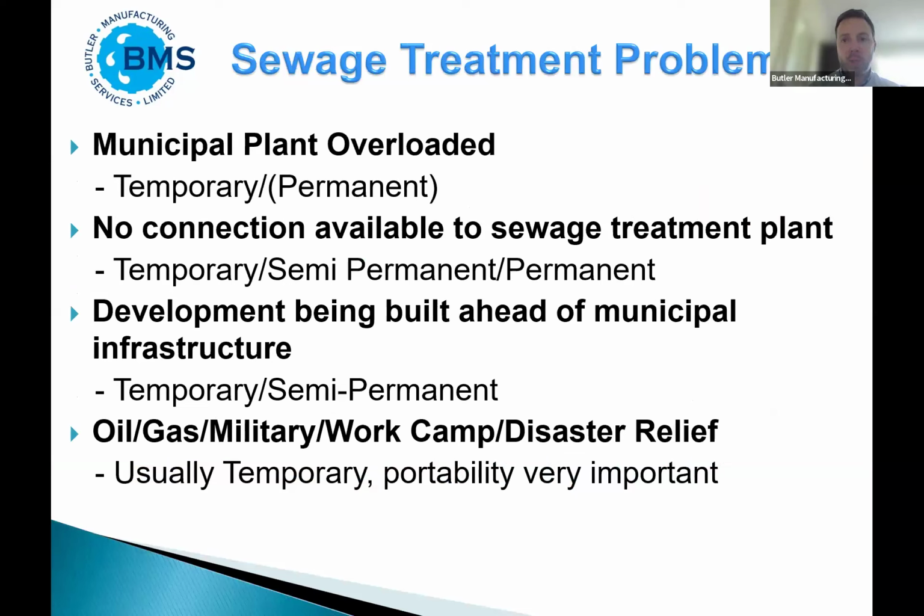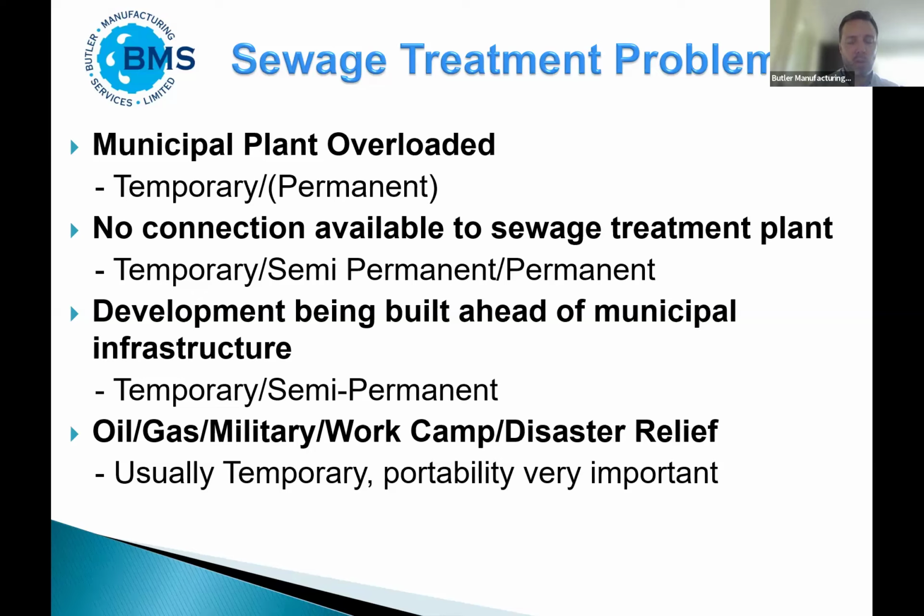So, sewage treatment plant problems in the context of where you might use temporary sewage treatment. Now, there's some overlap in these categories, but it's good to define them in this way. So first of all, the municipal plant is overloaded. And by municipal plant, I mean the one provided by either the water utility or the local authority. So this could be Irish Water, Thames Water in the UK. It could be a local authority in Australia. It could be the Water and Sewerage Authority in the Caribbean. But basically, the municipal plant is overloaded and can't take any more load.